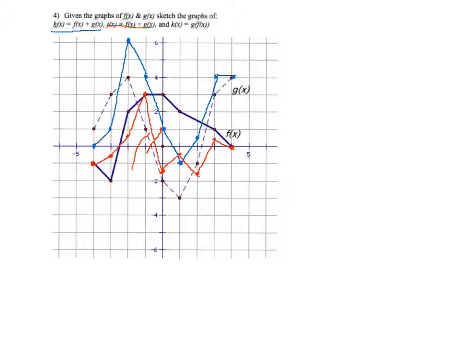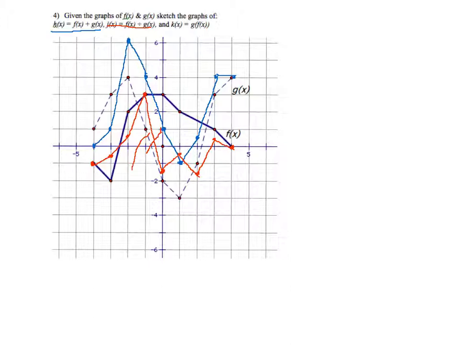But to add or subtract or multiply or divide with the graph of a function, you're just looking at the corresponding y values. So what I mean when I say corresponding is the y value of the first function at negative 4 and the y value of the second function at that same input, negative 4, and so on.